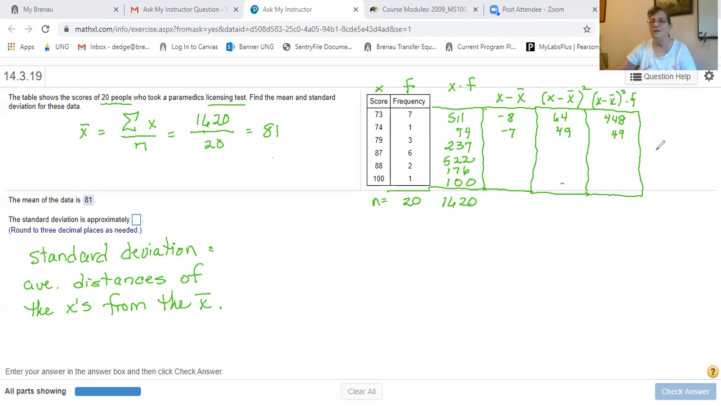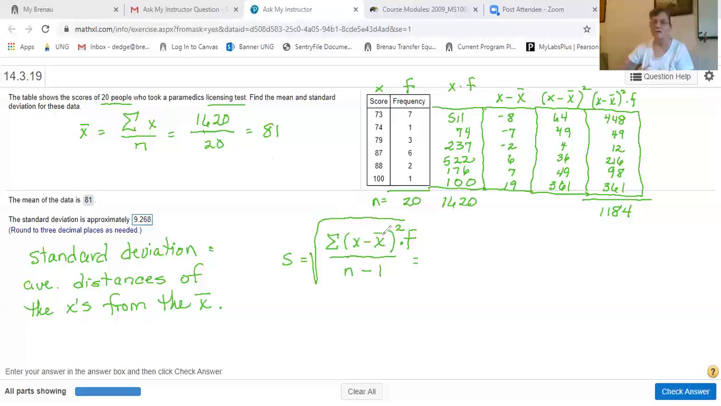Now I'm going to go ahead and fill in the rest of this. Okay, so I've filled in all of these columns: the distance between the x value and the average, which will be positive or negative depending on whether it's above or below. Then I square each of those, which makes it positive. I'm going to multiply each of these times the frequency so that I can do it 6 times instead of 20. And now what I want to do is find my standard deviation.